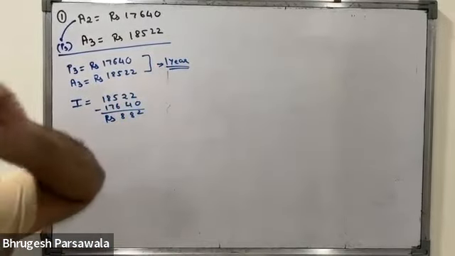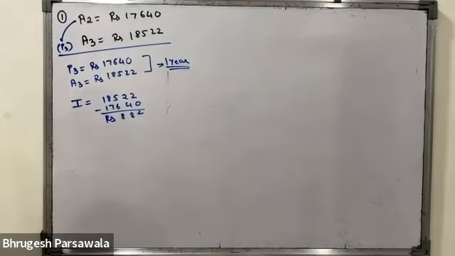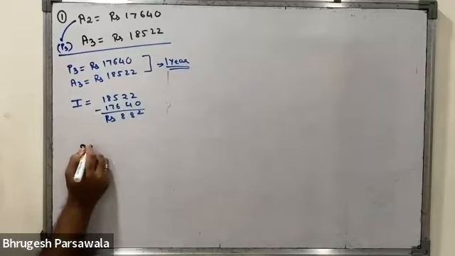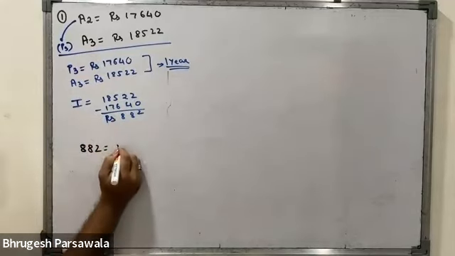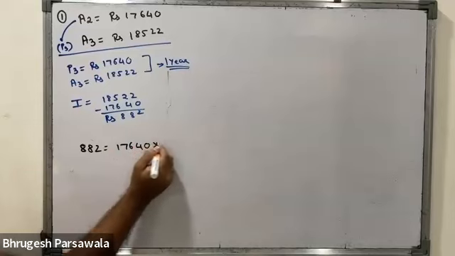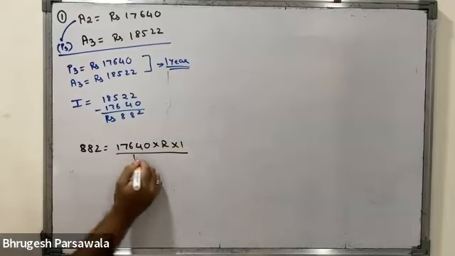When the difference of year is 1 year, can I use the simple interest formula? Can I use the simple interest formula if the difference of year is 1? Yes, sir. 882 is my interest on principal 17640. For rate I don't know. Time is 1 year, upon 100.